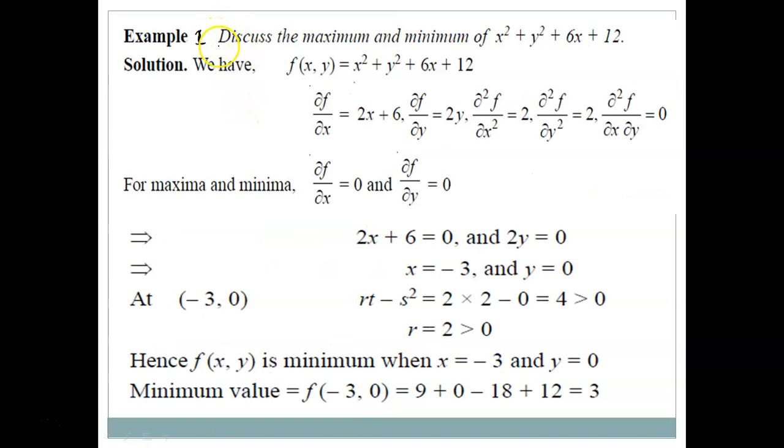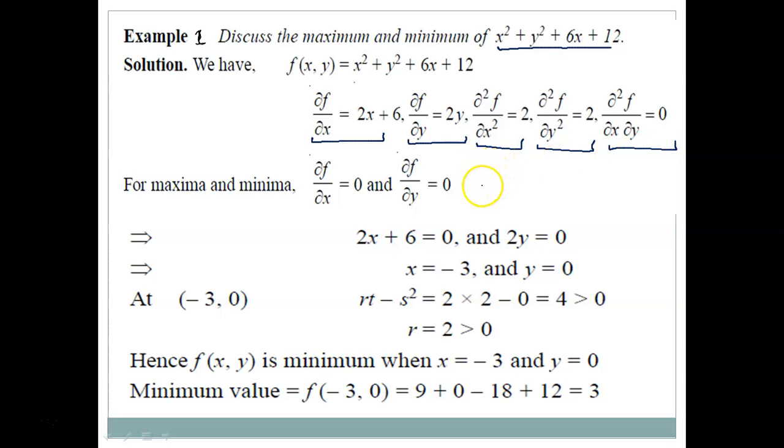So we take the first example. Discuss the maximum and minimum of this function. Obviously, this is a function of two variables, so we can write f of (x, y) equal to x square plus y square plus 6x plus 12. We find the first order partial derivatives, this one and this one. Then the second order partial derivatives, this and this.